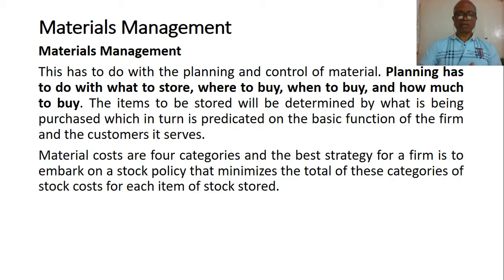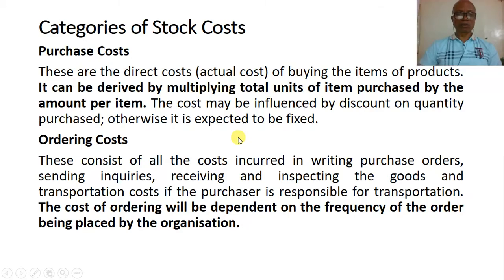Material costs are in four categories. Of course, the best strategy for every firm is to have a policy that will minimize the total cost of all of these cost items. Let's look at the categories of stock cost. Number one is purchase cost. What is a purchase cost? This is basically the actual cost of buying the items or product. That's the direct cost. It can be derived by multiplying the total units of items purchased by the amount per item. So once you know the total number of units, you multiply by the cost per item, then that gives you your purchase cost at the end of the day.